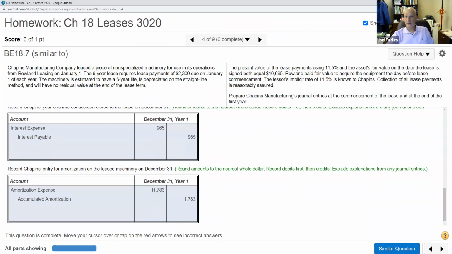And then there's my amortization at the end of the year. And this is in the year. They're not showing you the actual payment, which is due the next day. They're doing the accrual basis of accounting to show the interest payable.